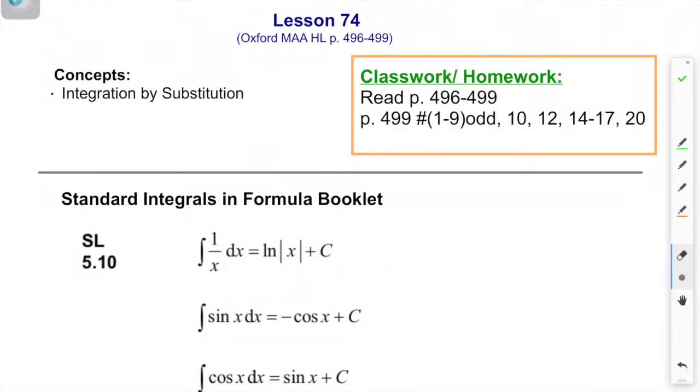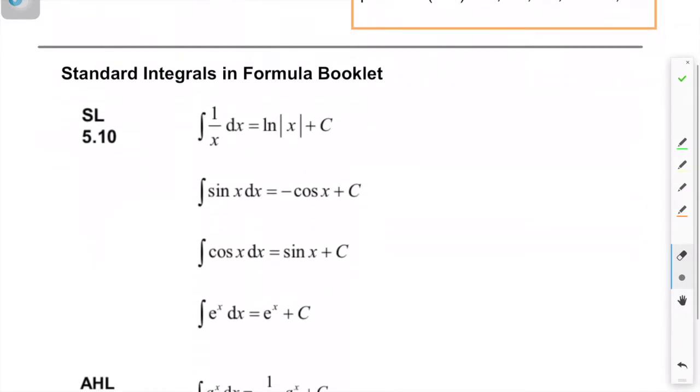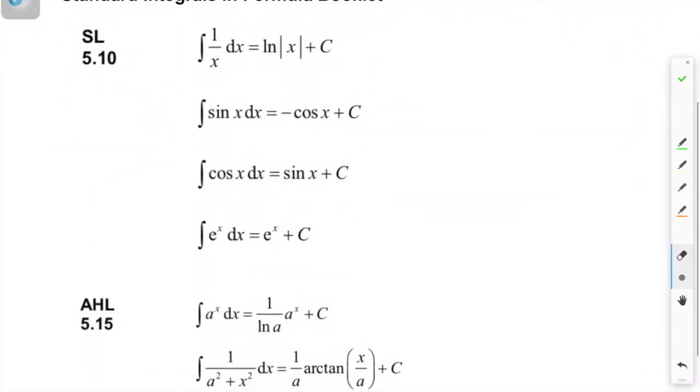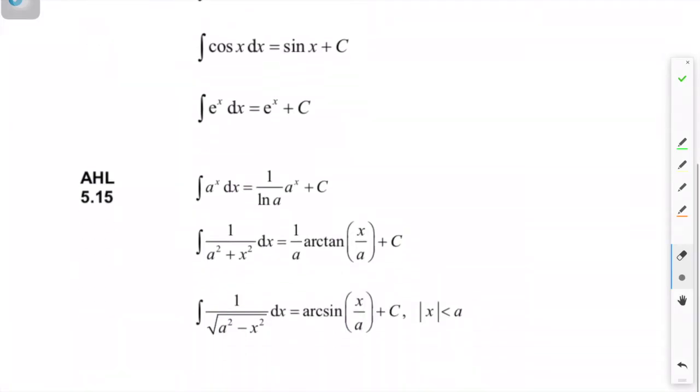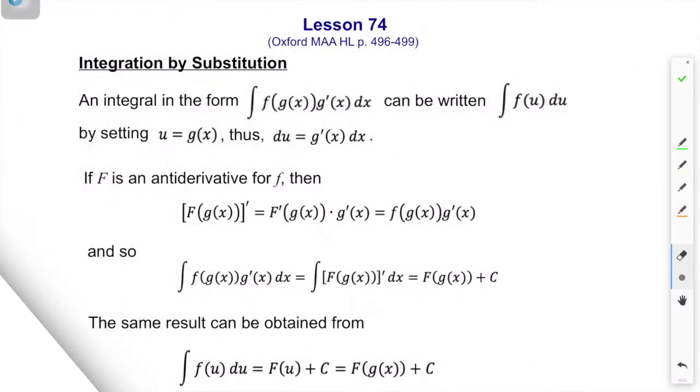Lesson 74. In this lesson, we will formally introduce the technique of integration by substitution. By now, you should also notice the standard integrals found in your formula booklet. By doing your homework, you should become very familiar with these, and you'll be able to find the integral of standard functions automatically. But it is not a bad idea to familiarize yourself with what's actually available to you in the formula booklet, just in case.